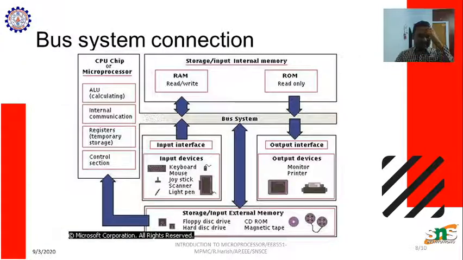These are the bus system connections where you have the ALU, accumulator, internal communication, temporary registers, control section, RAM, ROM, and interfaces, input devices like keyboard, joystick, scanner, light pen, output devices like monitor, printer. The storage devices are floppy disk, hard disk, CD-ROM, and magnetic. These are the old kinds of system. Nowadays we have memory cards and pen drives. We don't even need a hard disk; we can share directly using Wi-Fi connectivity.